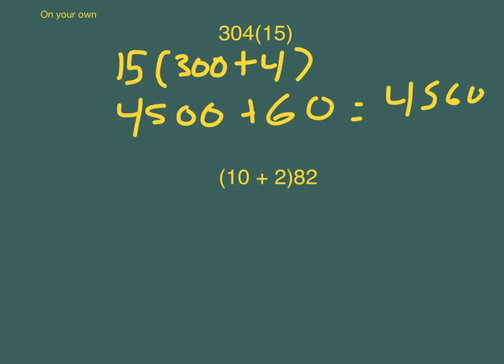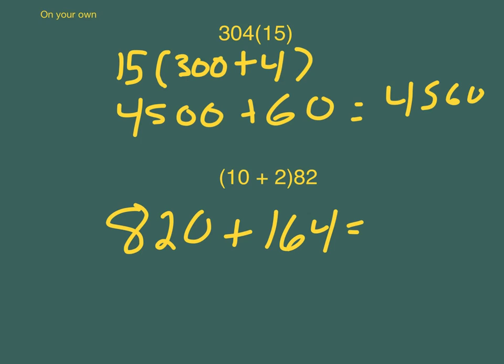4,560. On the second one, this was originally 82 times 12, but it's broken into 82 times 10 plus 82 times 2. And the reason why I did that was to hopefully give you a head start. So when you do 82 times 10, you should get 820. And then you add that to 82 times 2, which is 164. And when you put those together, you should get 984.